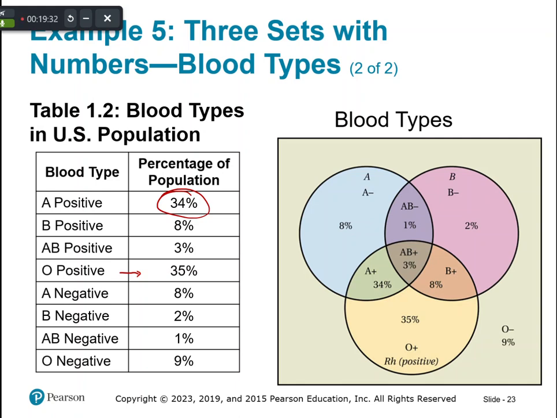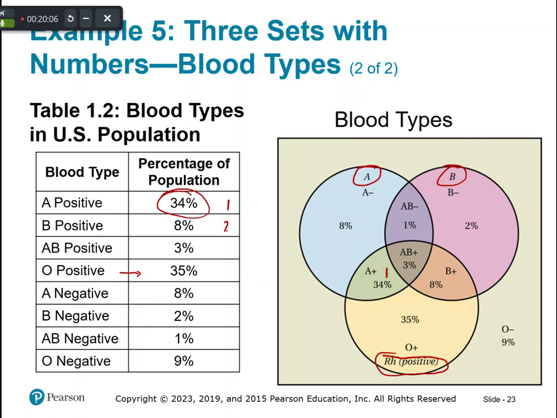Now, we have a circle for A, and a circle for B, and a circle for Rh positive. All right, so these are the labels of our circles: A, B, and Rh positive. These are the names of our sets. Now, okay, so positive is yellow. So A and positive, 34%, but it doesn't have any B in it. So this is our first region, and I'm going to label them by number.